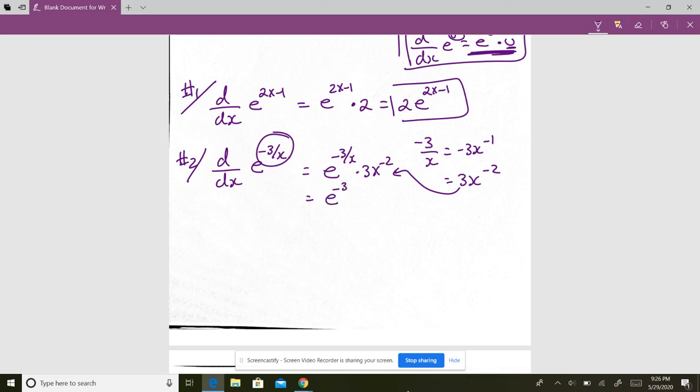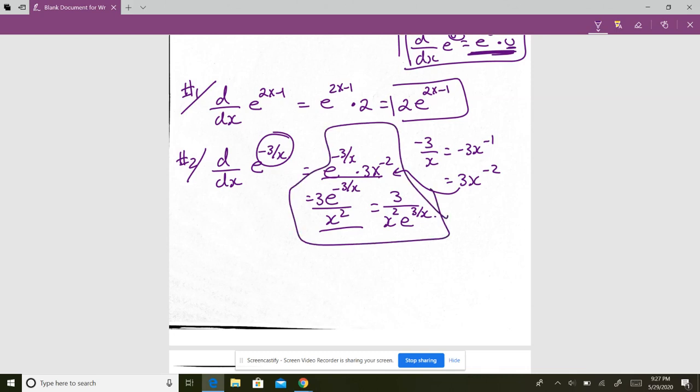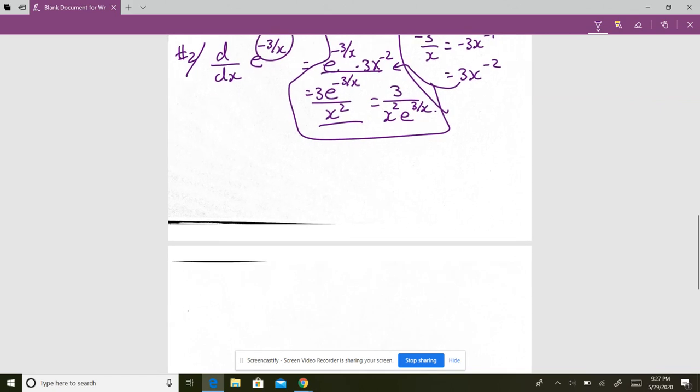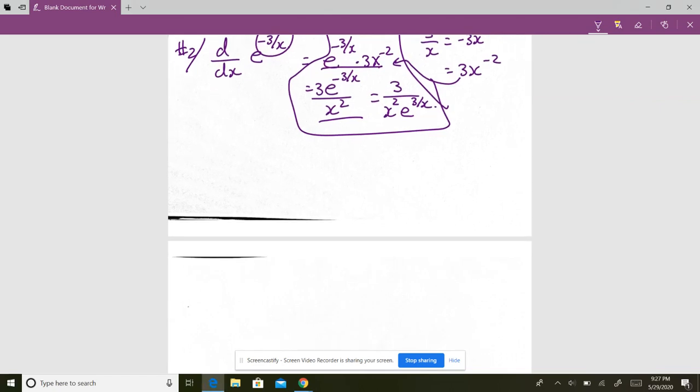So e to the negative 3 over x over x squared. That's fine. This is fine. Since this is a negative exponent, you could just write 3 over x squared e to the 3 over x. I don't really care which one you give me, as long as you get it right. Do one more of these.